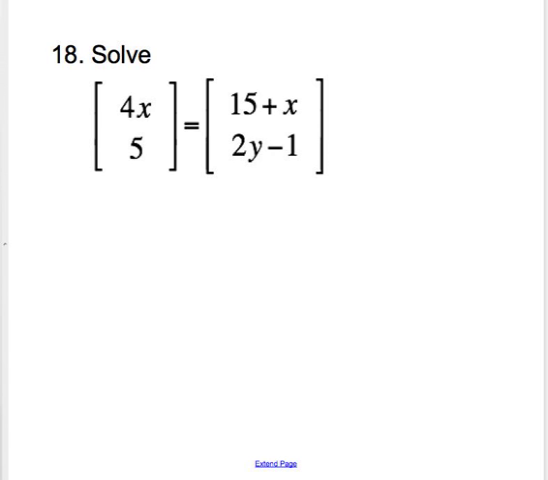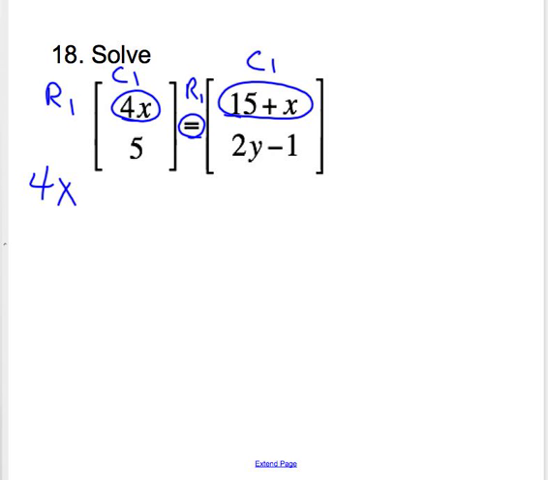Second problem we're going to look at is number 18, which gives you 2 equivalent matrices and asks you to find the values for x and y. What that means is that we are now able to set elements that are in the same location in their respective matrix equal to each other. In other words, in row 1, column 1, I have 4x. In my second matrix, in row 1, column 1, I have 15 plus x. Those elements are equal. So I can say row 1, column 1 is equal to row 1, column 1. And now I algebraically solve for x.